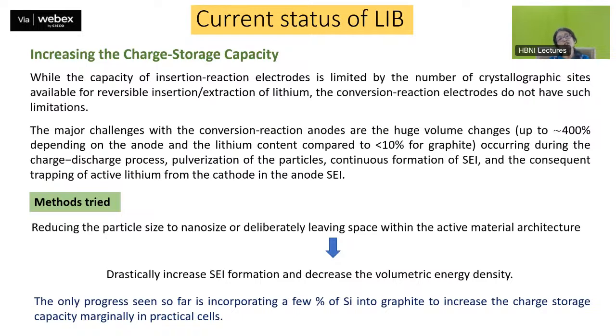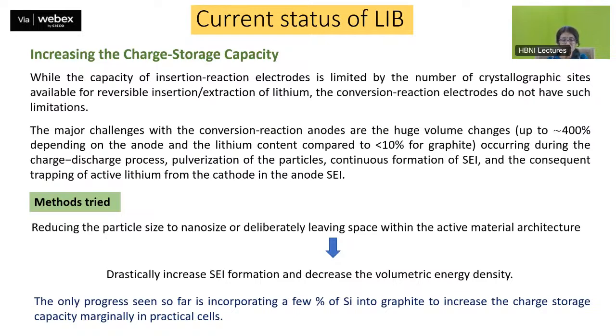But the biggest problem with conversion anodes is that they have a very high volume change. What are the conversion reaction anodes? Like all the oxides, the sulfides, the selenides, these are all conversion reaction anodes. Whenever these anodes are used, the capacity is very high, because that N value, instead of being 1, as in graphite or the insertion materials, the number of lithium transferred, is much more than 1. So obviously the capacity increases, but the problem is a very huge volume change, sometimes up to around 400%.